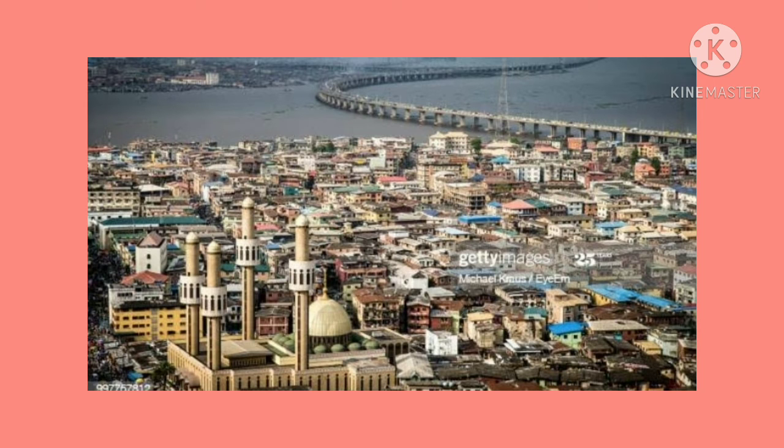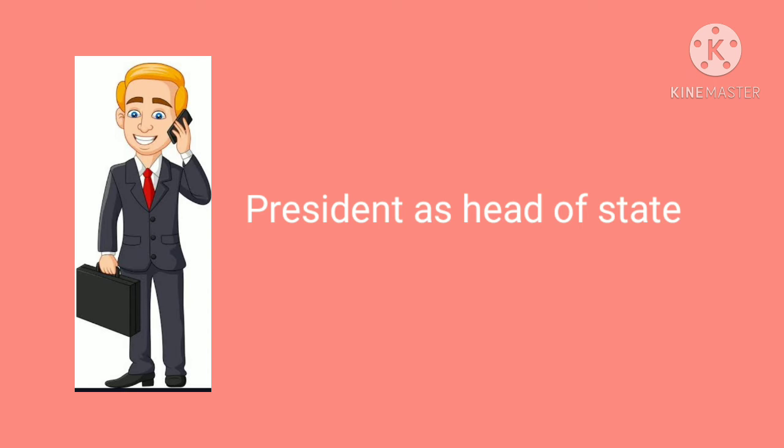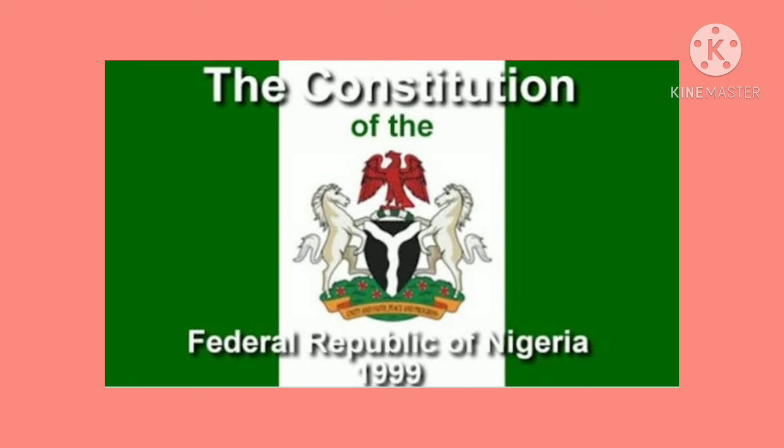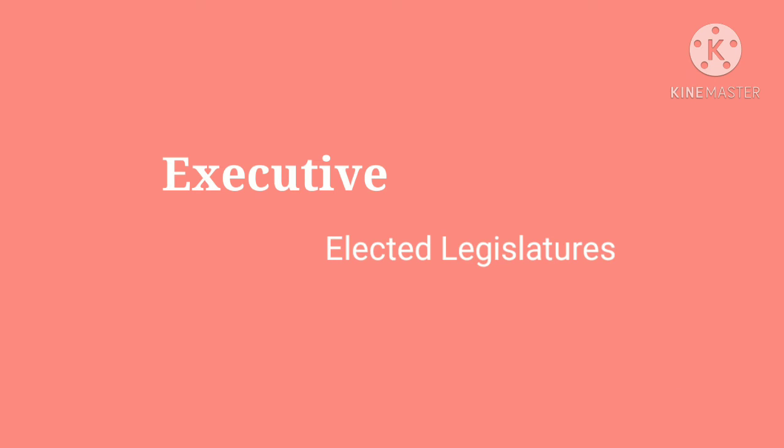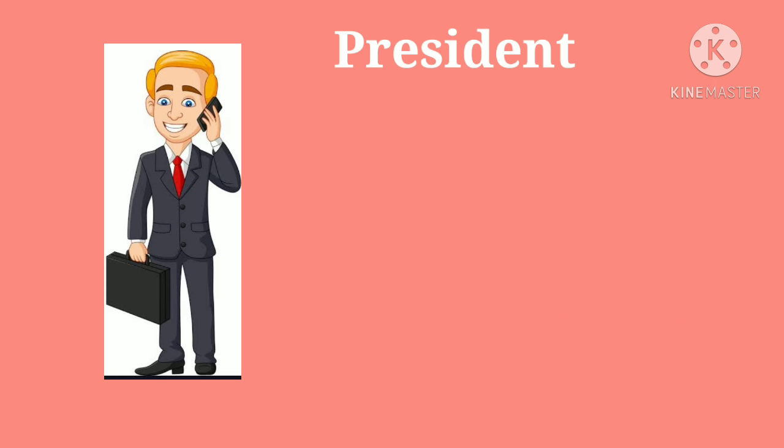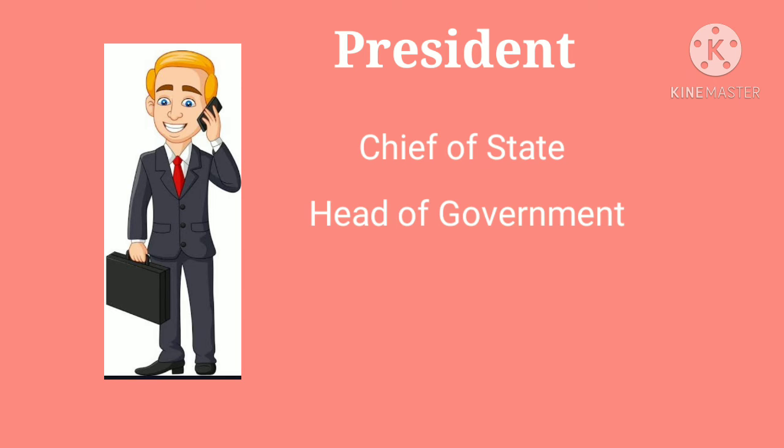Nigeria is a federal republic with executive power exercised by the president. Nigeria's current constitution provides for separation of powers among a strong executive, an elected legislature, and an independent judiciary. Executive power is vested in the president, who is simultaneously chief of state and head of government. The president is eligible for 2 4-year terms.